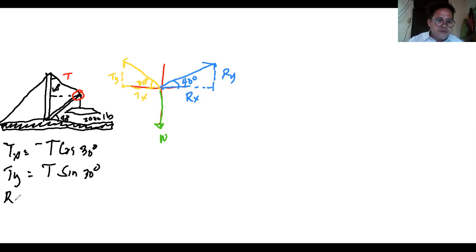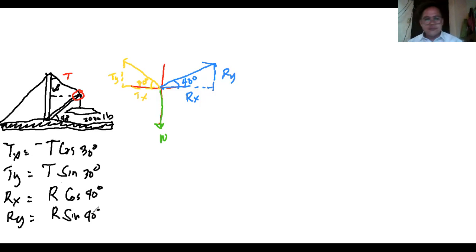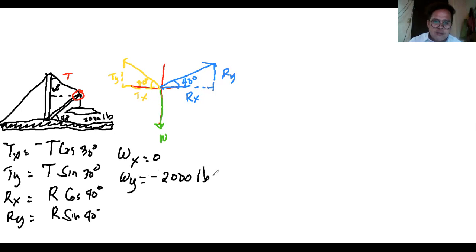The reaction force Rx will be R cosine 40 degrees, and your Ry will be R sine 40 degrees. Now, let's go to your weight. Your weight X is 0, and your weight Y is negative 2,000 pounds. Okay, that will be your weight Y.